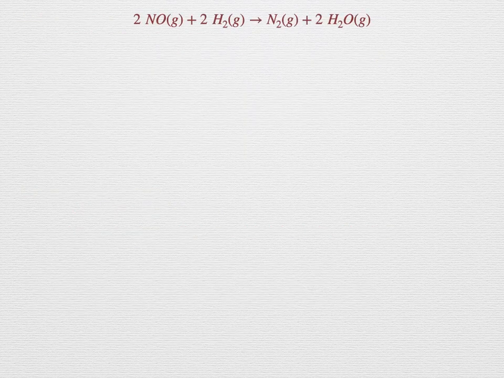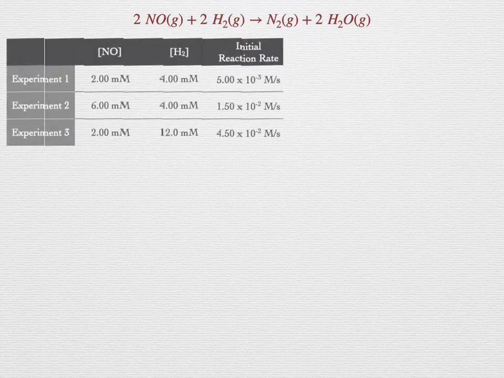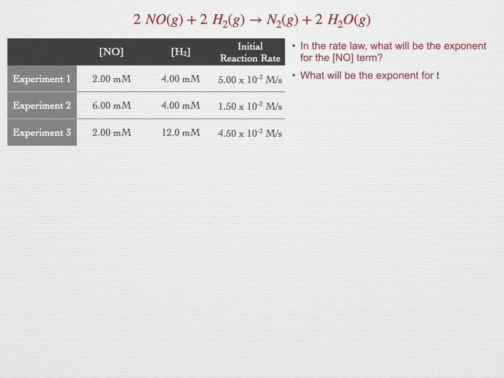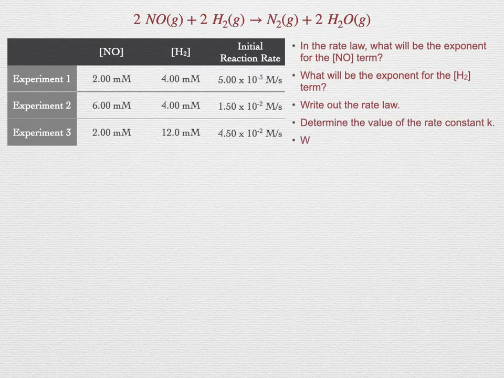Here again is the reaction between nitric oxide and hydrogen. This time, you are supplied with some initial rate data. Work out the following. In the rate law, what will be the exponent for the NO term? What will be the exponent for the H2 concentration term? Write out the rate law, determine the value of the rate constant K, and what is the reaction rate at a point when the NO and H2 concentrations are both 5 millimolar.